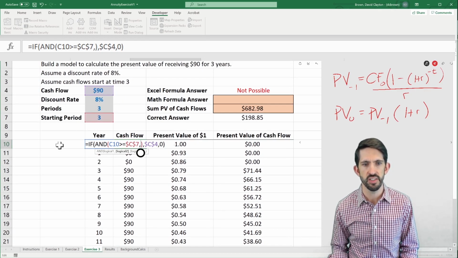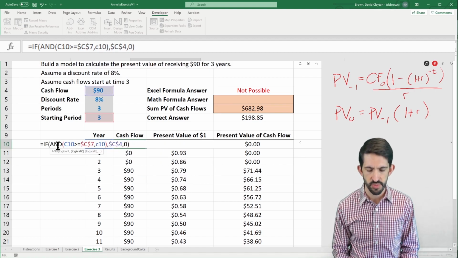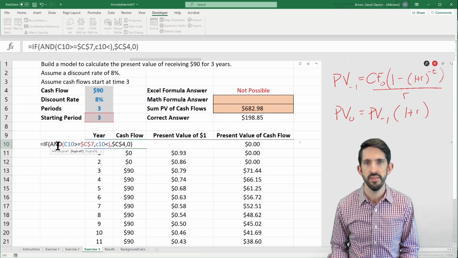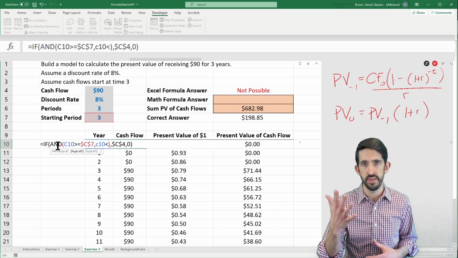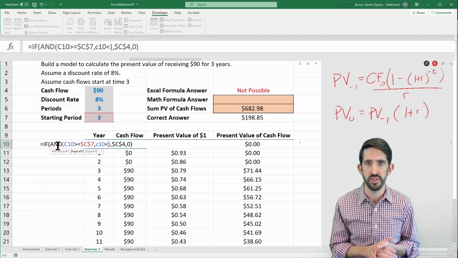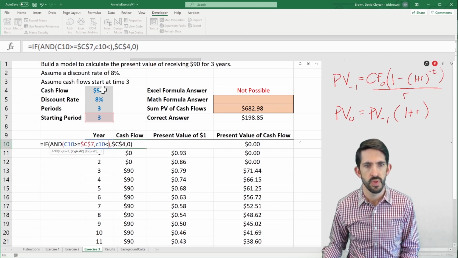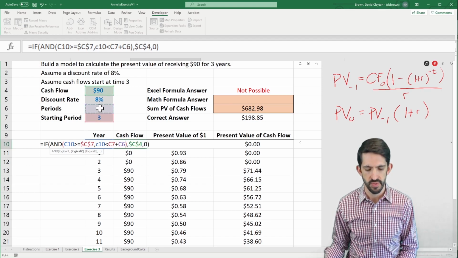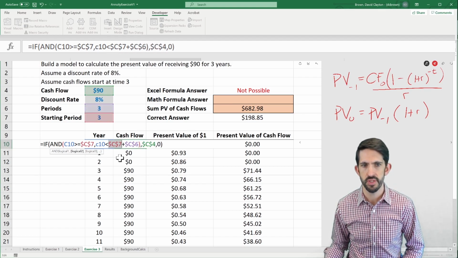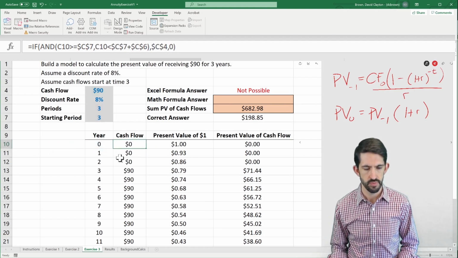So our second condition is going to be that the year, so C10, must be less than, well, in this case, less than 6, right? Because we want years 3, 4, and 5. But when we get to 6, we don't want any more cash flows. So programmatically, we can say it must be less than the starting period plus the number of periods. We've got to be careful to lock both of those. That way the cell references don't change as we move the cell down and copy it.